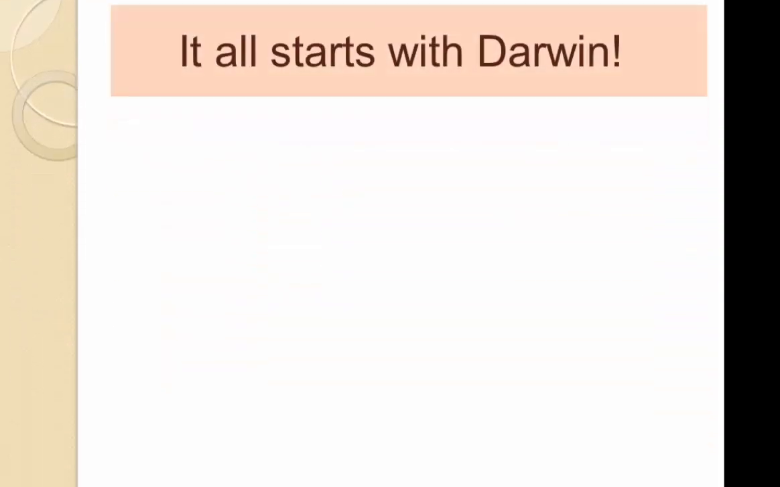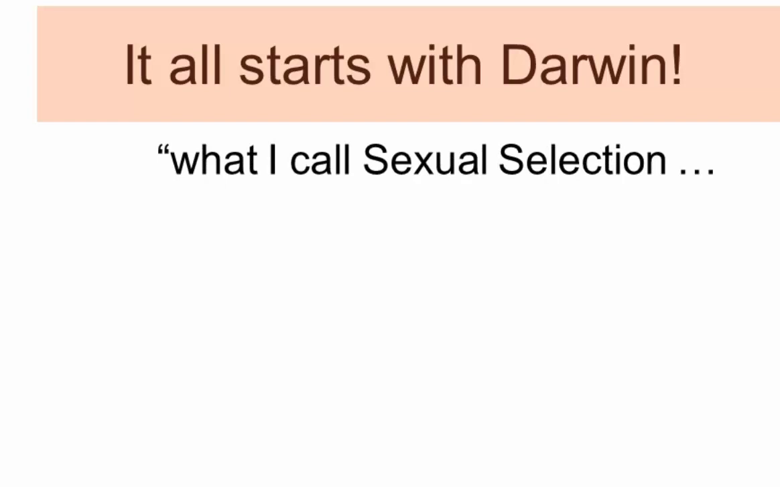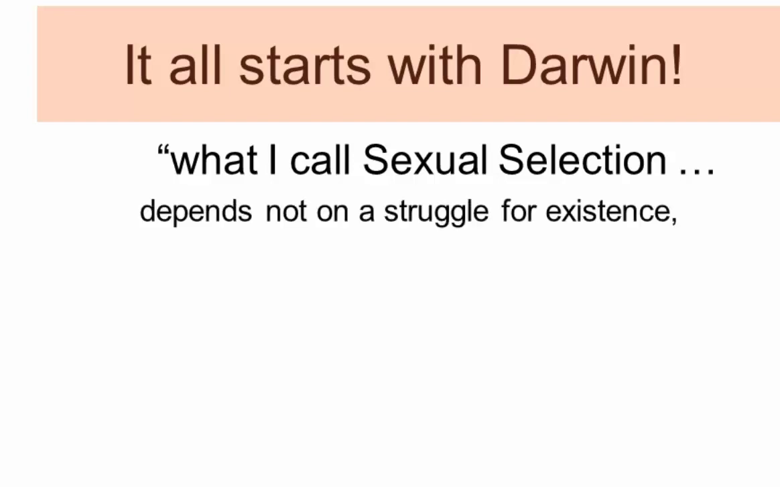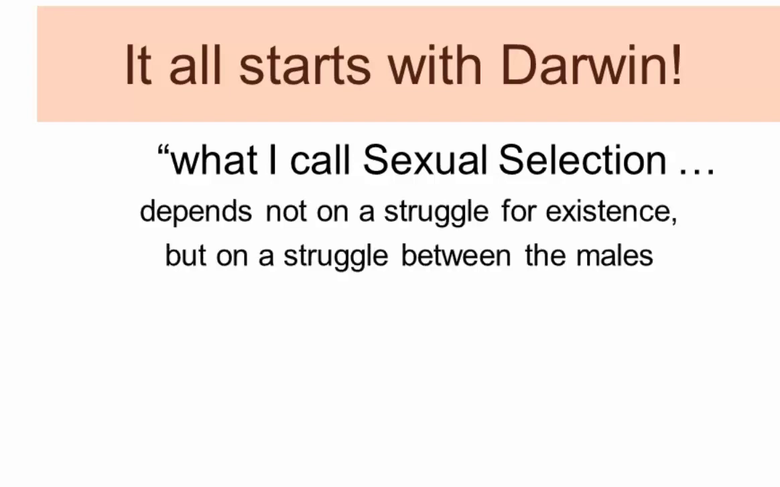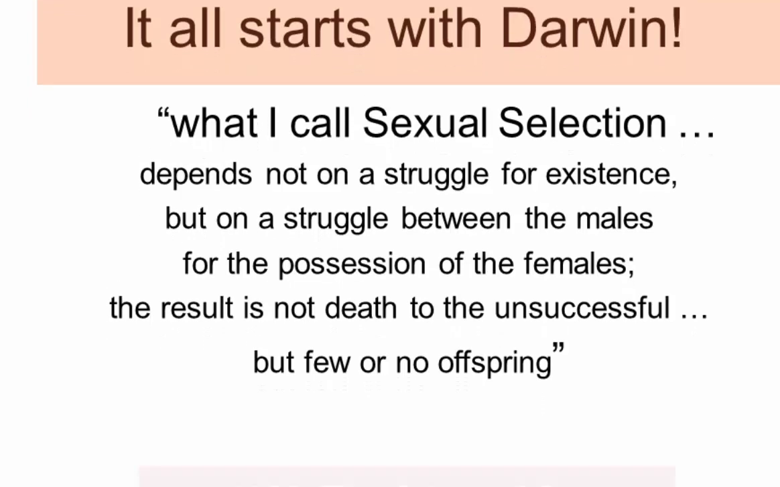So the study of sexual selection, like so many things in evolution, begins with Darwin. And Darwin defined sexual selection in his 1859 book, The Origin of Species, where he wrote that what I call sexual selection depends not on a struggle for existence, but on a struggle between the males for the possession of the females. The result is not death to the unsuccessful, but few or no offspring.